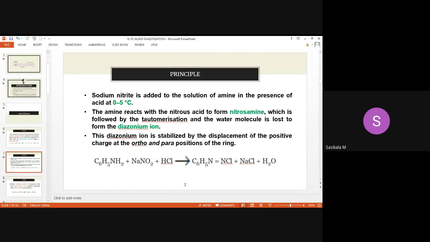Displacement means removal of the positive charge at the ortho and para positions of the ring. So once it is displaced, the diazonium ion is stabilized.